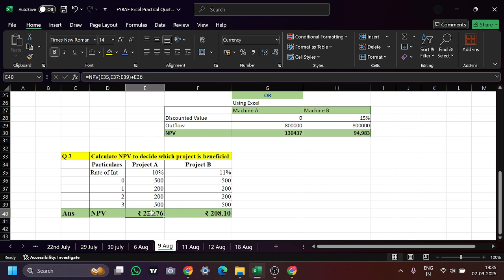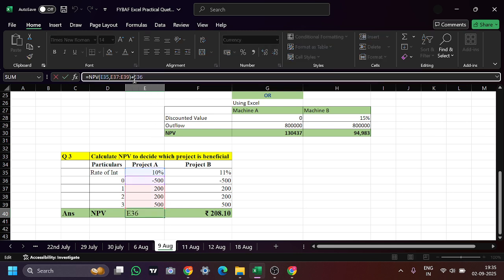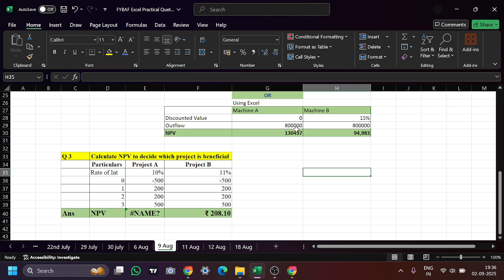Comma, what are we supposed to write? The inflows. So inflows are starting from E37 to E39. We have taken it. Thereafter comma, sorry, close the bracket. And if you have seen, here we have taken the positive sign, and for this sum we have taken the negative sign. The reason being, this outflow is mentioned in positive manner and this outflow is mentioned in negative sign.